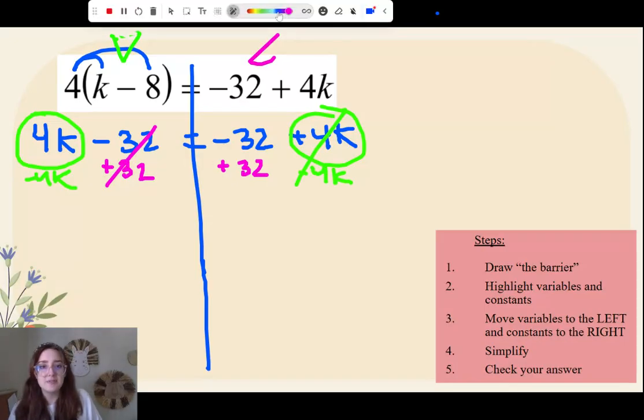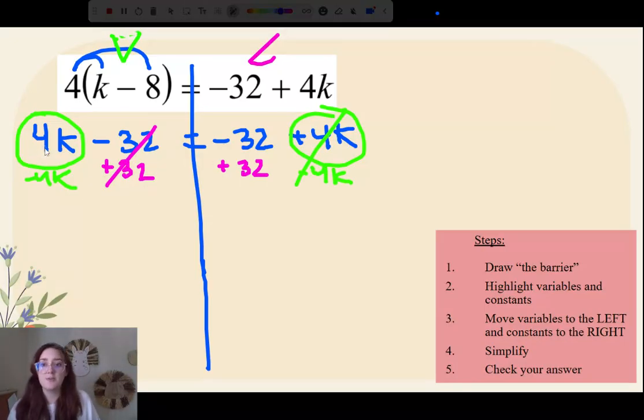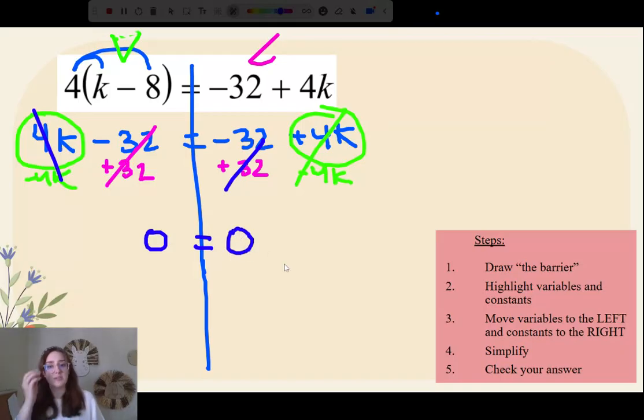All right, and then let's simplify and see what we're working with. So 4k minus 4k. Again, if it's a little tricky with the variables, I like to think of it as an object like cookies. 4 cookies, take away 4 cookies. I know it's kind of silly, but they're going to cancel and leave us with nothing on the left. Looking at the right side of the equation, we've got negative 32 plus 32. Same idea. They're going to cancel. They're gone. So 0 equals 0.